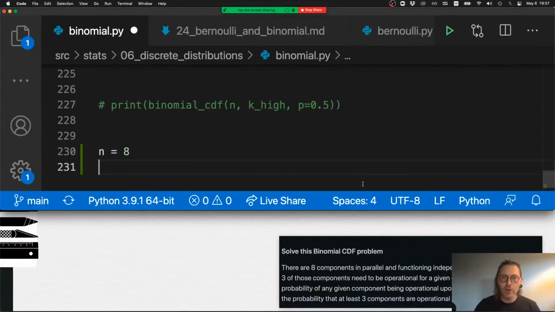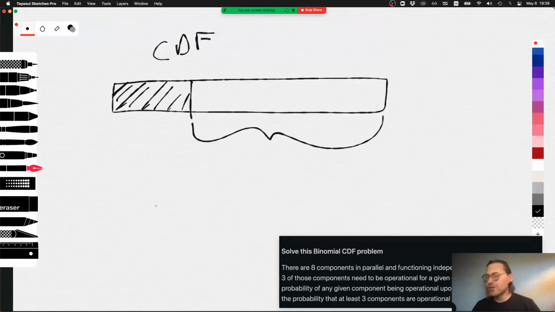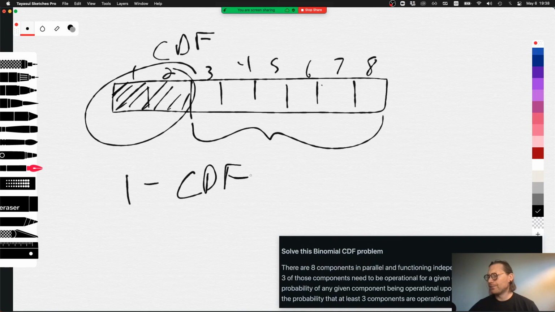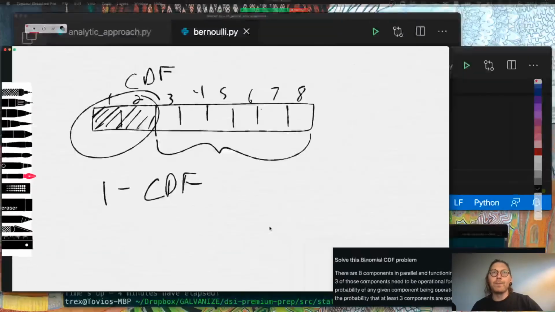So what we can do is pretty simple. We can say we've got a k high of two. Okay, I'm sorry. Just to be very clear, this is component three, and then four, five, six, seven, and eight. Right, and this is one and two. So what we can do is we can get the CDF of this. And then we can just say 1 minus the CDF. So it's that kind of problem.